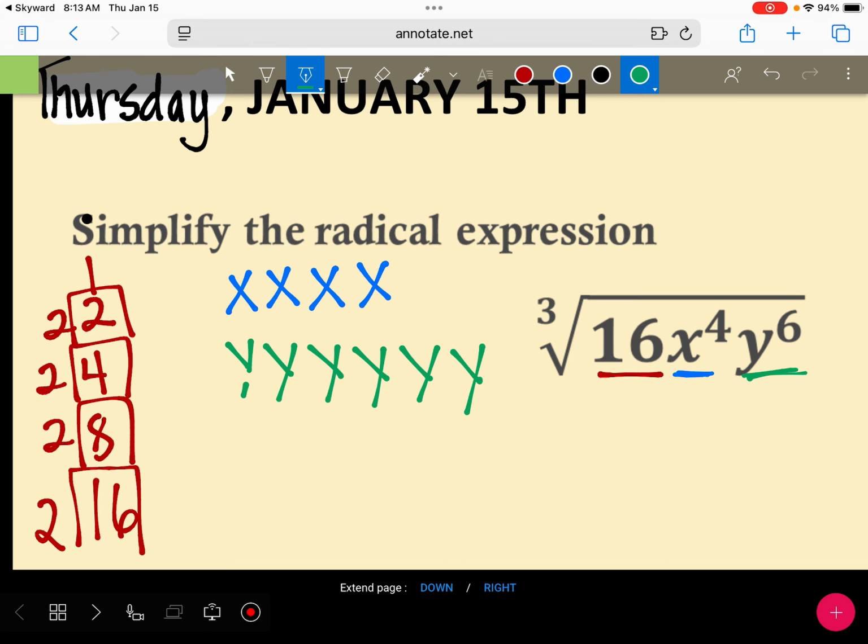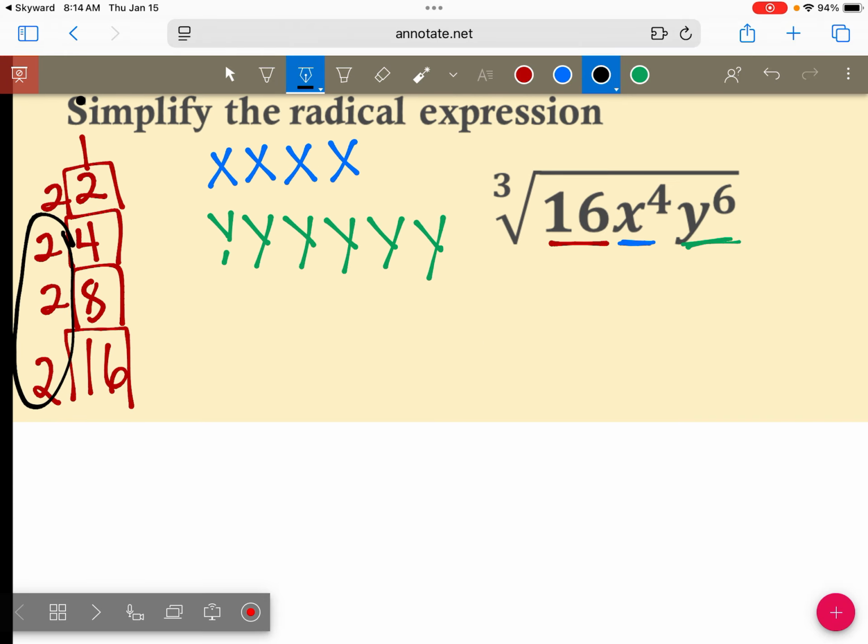Looking pretty good. All right, y'all. Let's talk about it together. So here's my cake. My cake had 4 layers, 4 twos. So I'm grouping triplets. So I have 1 set of triplet twos. That's going to come out. And then for my X's, I have 1 set of triplet X's that can come out.